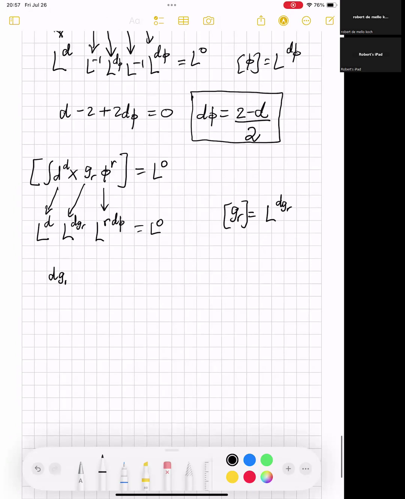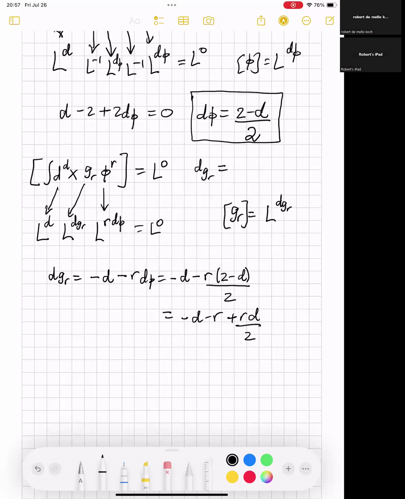D of gr can be equal to minus d minus r d phi, which is minus d minus r times by 2 minus d over 2. And this is equal to minus d minus r from the first term plus rd over 2. So we learned that dgr, the dimensions of this coupling, is rd over 2 minus d minus r.